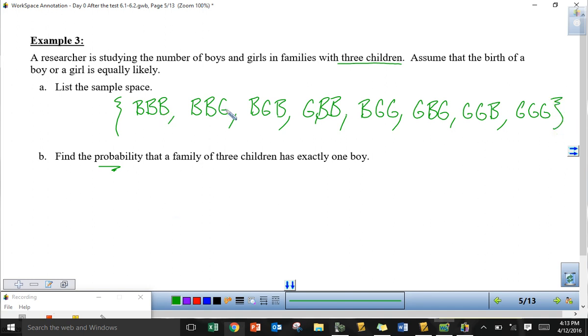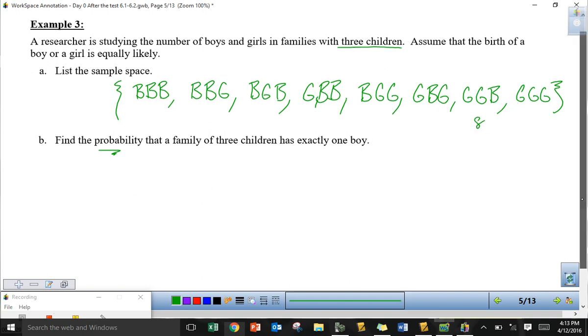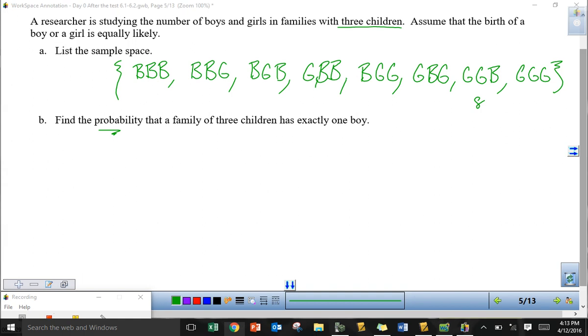Okay, so we've got 1, 2, 3, 4, 5, 6, 7, 8 different outcomes here in our sample space. That's going to be helpful when we try to find the probability. Remember that probability of an event is the number of favorable outcomes over the total number of outcomes. So we want exactly 1 boy. That would be our favorable outcome here.